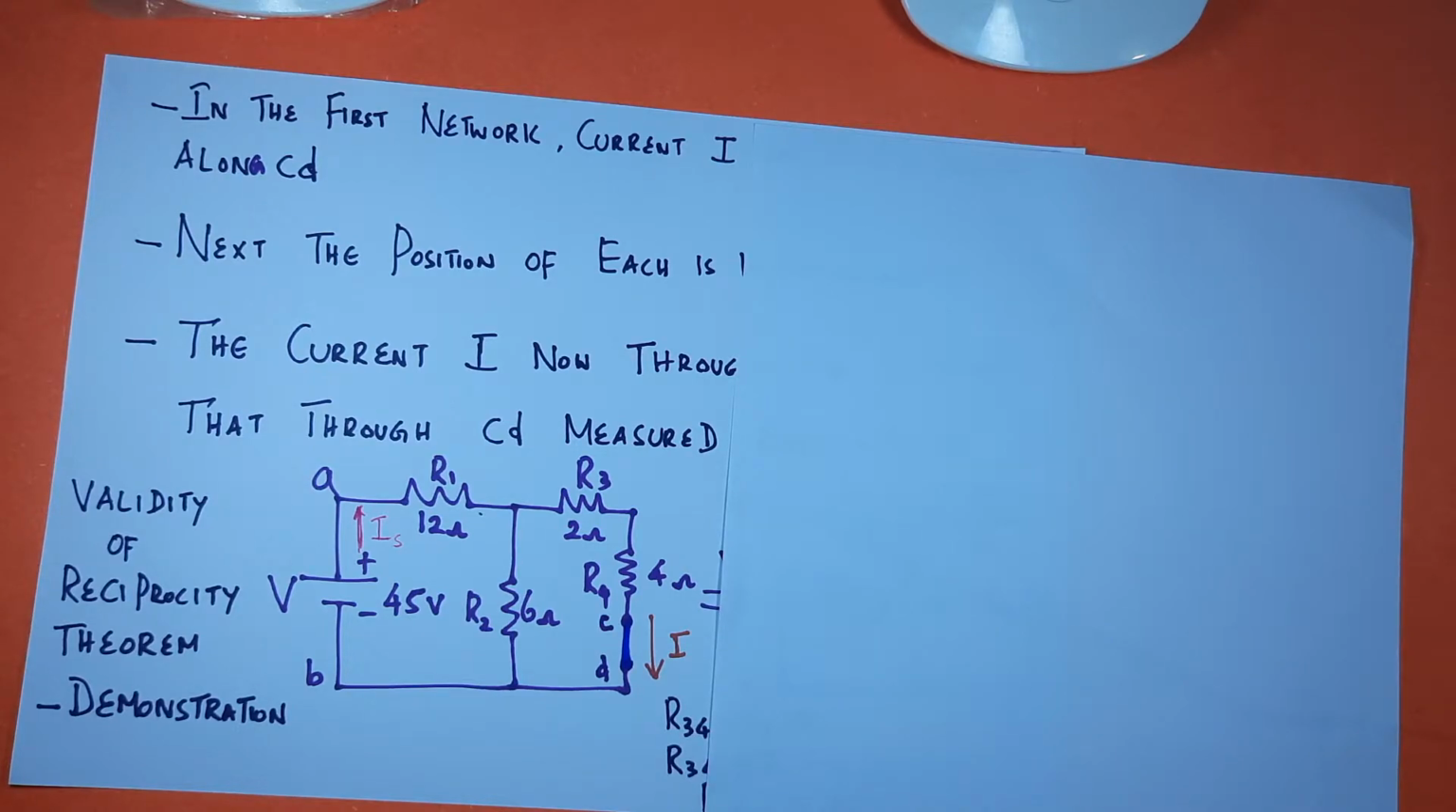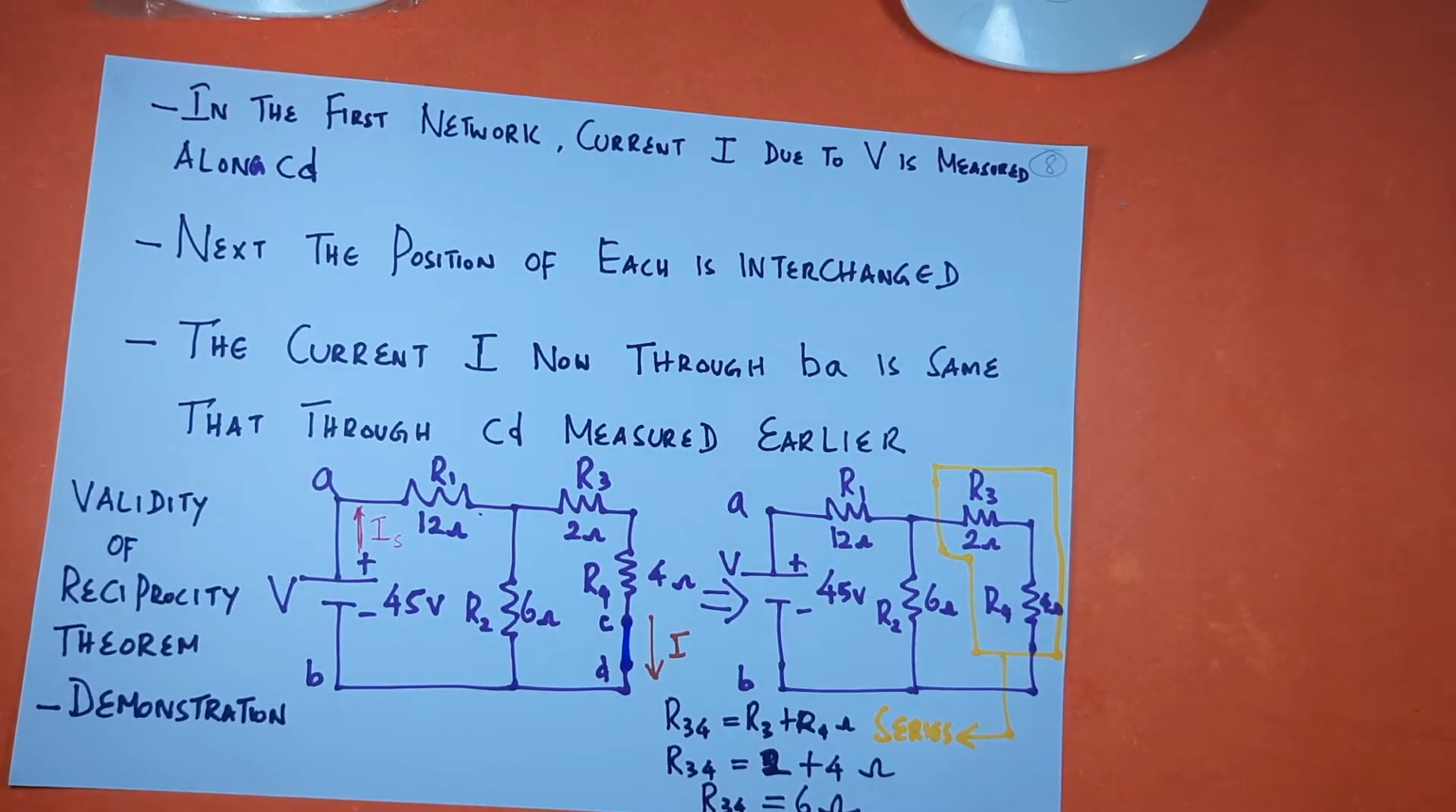Okay. So next what I would like to do is, we will find out what is the total resistance. From that we will find out what is the total current. After that we will find out what is the current flowing through this branch. Or in other words, we will find out what is the current I. Okay. So now you can see this R3 and R4 are connected in series. So you can combine them as R34, which is equal to R3 plus R4 ohm, R34 equal to 2 plus 4 ohm, R34 equal to 6 ohm.